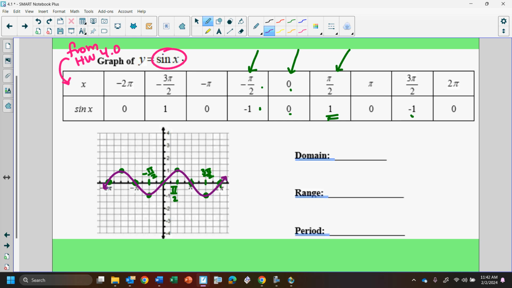What am I putting at the end of my curvy lines? The arrows. Yeah, because this graph does go on forever and ever. It's going to keep bumping up and down forever and ever, this beautiful sine wave.